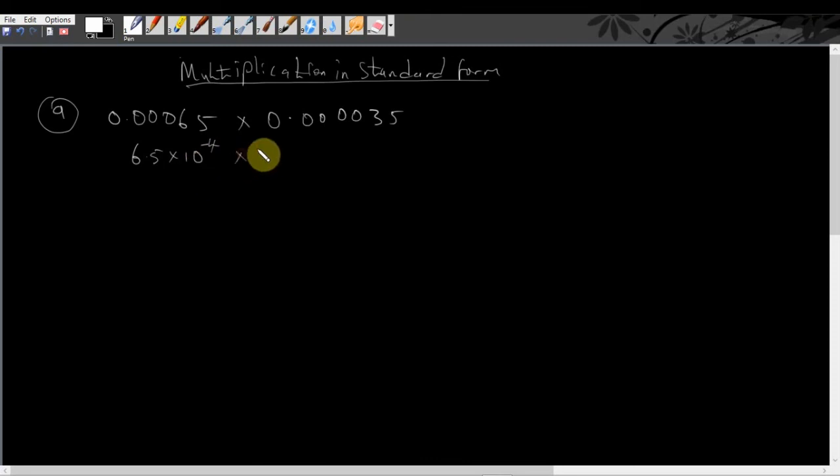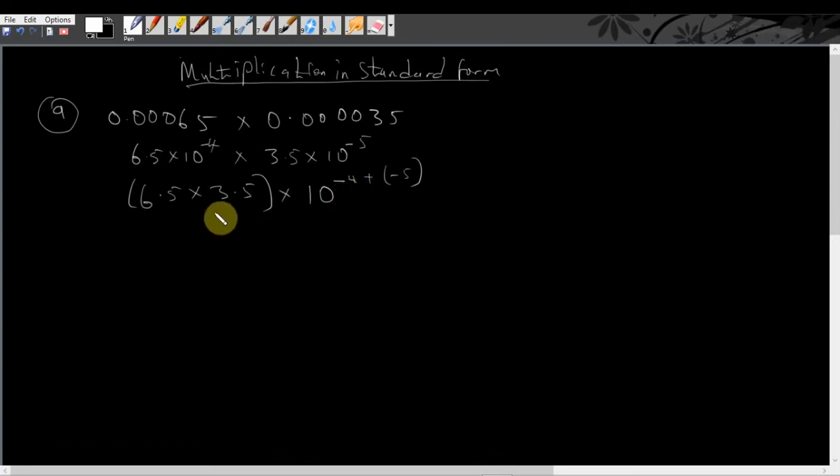Then multiplied by 3.5 times 10 to the power. If you look at the zeros before the number, there are 5, so you put minus 5, but try to know that you are counting from here: this 3, 1, 2, 3, 4, 5. This is more like indices. Now you can solve them by bringing these numbers into one parenthesis, which is 6.5 multiplied by 3.5. Then pick one of the bases and add the powers, remember it's multiplication, minus 4 plus minus 5.